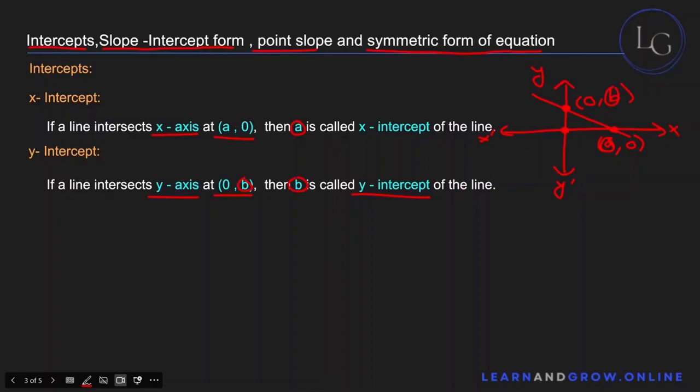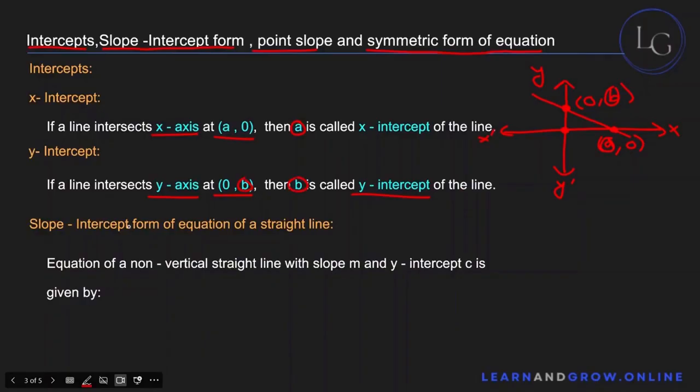Okay, so the slope-intercept form of the equation of a straight line is given by this, right? If you take any point on the line, the y value is this and the x value is this. m is the gradient of the line, and c is the y-intercept of that line, right?